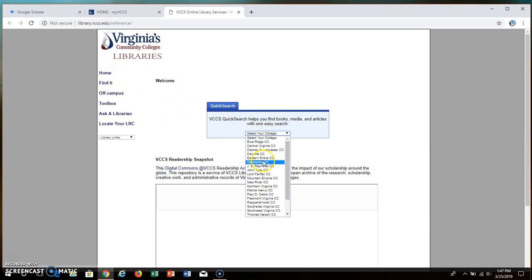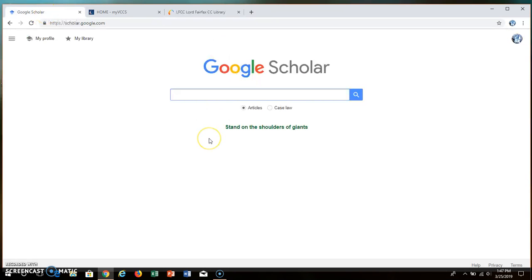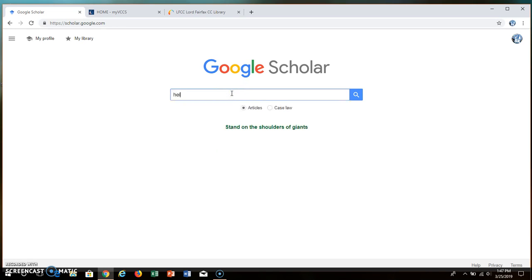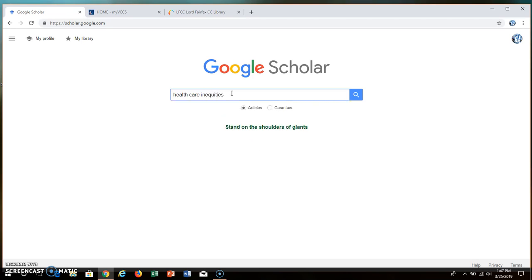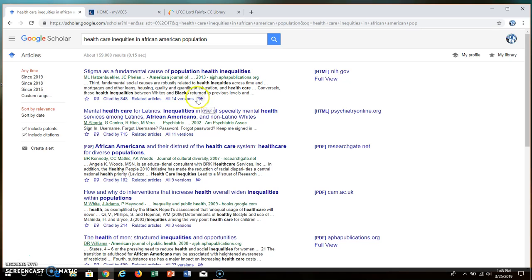So that's what I have up right now: my library search engine online and my Google Scholar search engine. The first thing I'm going to search is my main topic, which is healthcare inequities in African American populations. And I'm searching that in Google Scholar first.